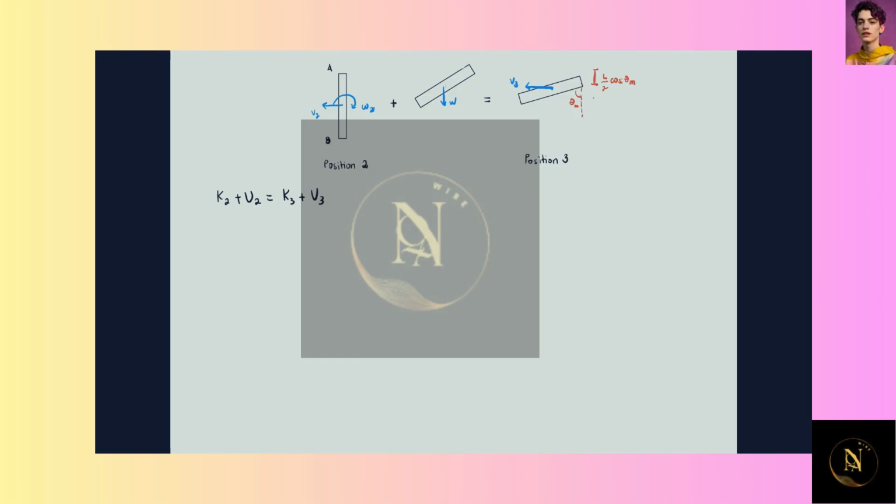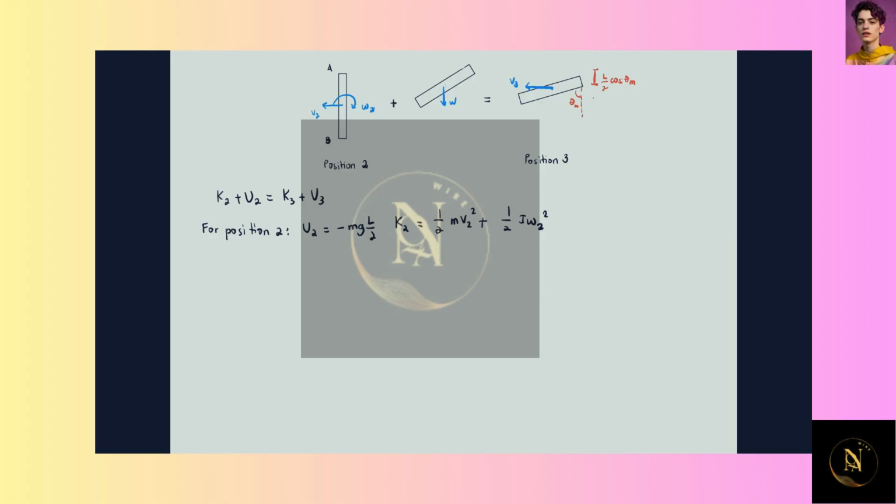So for position 2, our potential energy is equal to negative mgL over 2, because A is the reference point and the center is at a distance of L over 2 away from A, below A. So that's why we have a negative sign here.